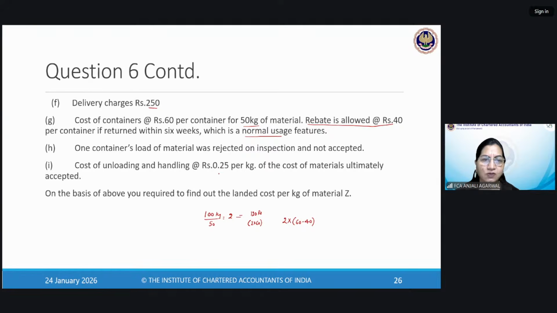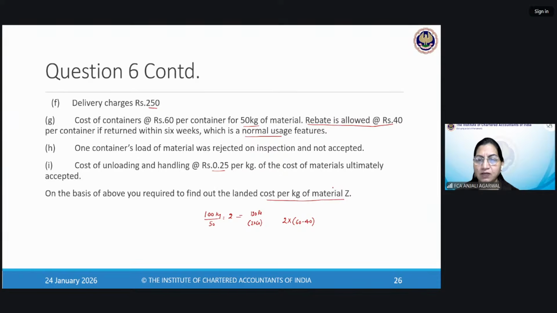And there is another cost of unloading and handling. Now, loading cost is there for all the containers. But while unloading, as you have rejected on inspection, unloading and handling will not be done for that container which is rejected. So you have to find out what is the cost of material per kg of the raw material. So this is how you will price the receipt.